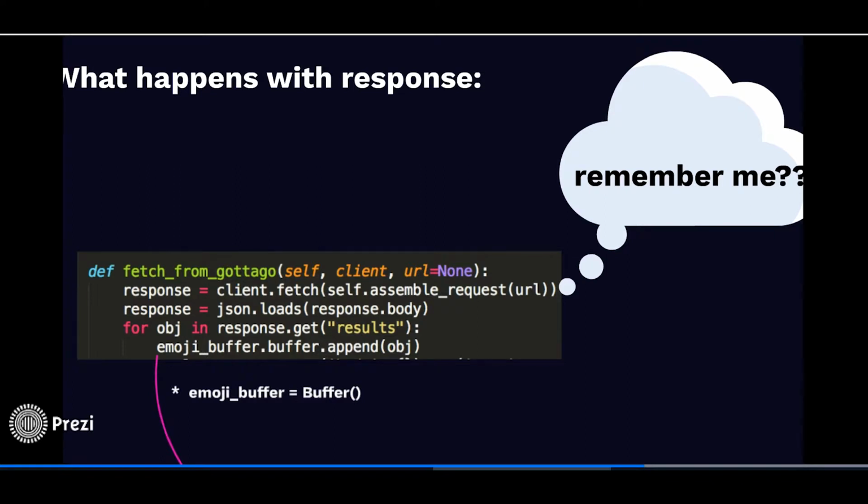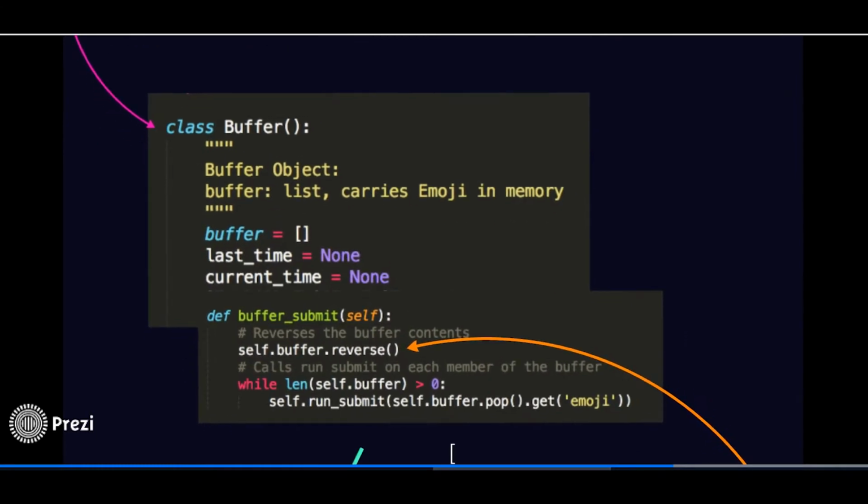So that method from earlier, fetch from gotta go, shows us where it goes from there. We have the response that's parsed through JSON, and then we store it in this mysterious thing that I mentioned earlier called Emoji Buffer, which is a specific data type that I wrote. And the data type looks like this. It has a list that carries the emoji in memory, it has a last time, and it has a current time. It also has some built-in methods too.